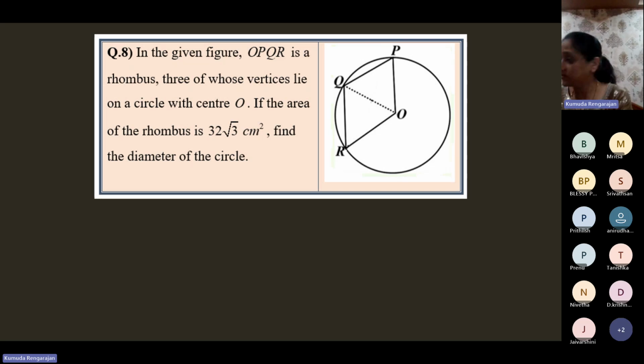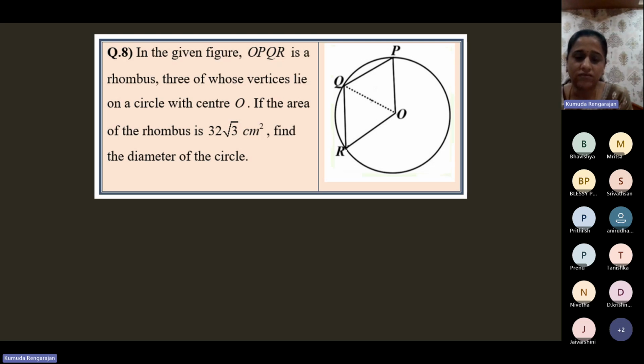In the given figure, OPQR is a rhombus, three of whose vertices lie on a circle with center O. The vertices P, Q, and R of the rhombus lie on the circle. The fourth vertex O is the center of the circle. So 3 out of 4 vertices of this rhombus lie on the circle. If the area of the rhombus is 32 root 3 centimeter square, find the diameter of the circle.